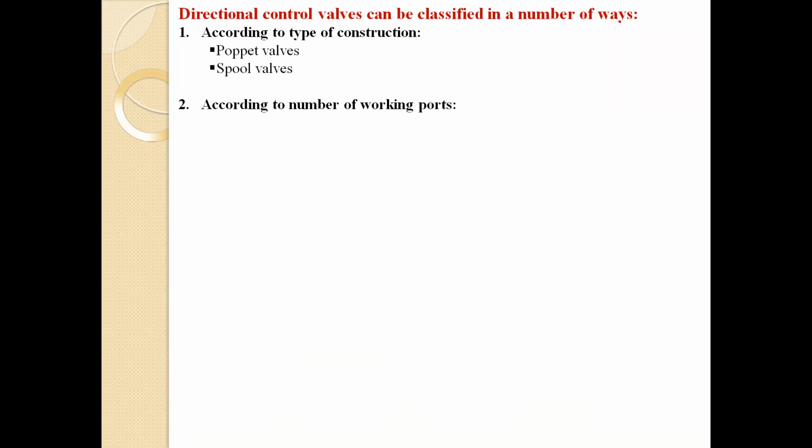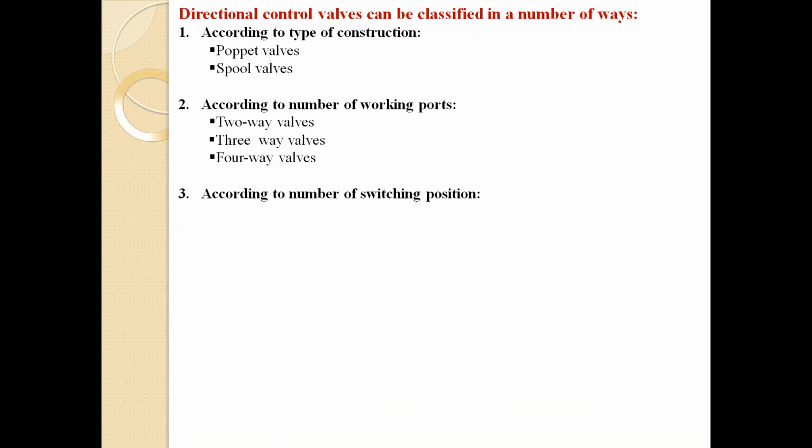The second classification is based on number of working ports. If the DCV contains two ports, then it will be called as a two-way valve. If it contains three ports, then it will be called as a three-way valve. Similarly, if DCV contains four ports, then it will be called as four-way valve. The third classification is based on number of switching positions. Based on switching position, DCVs are classified into two types. The first one is two position valve. The second one is a three position valve.